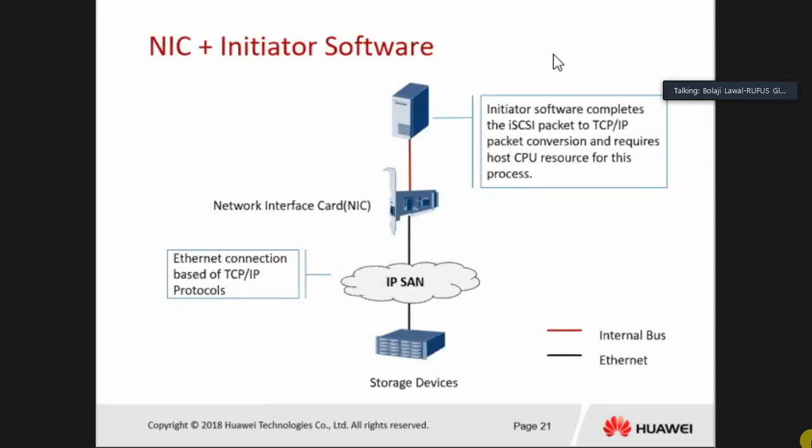Now, I want us to look at this, underline this. I'll tell you why. Now, the initiator software completes the iSCSI packet, which is true. After it completes it, it converts it to TCP/IP packet conversion and requires host CPU resources. What are those CPU resources? That's your CPU architecture resources.